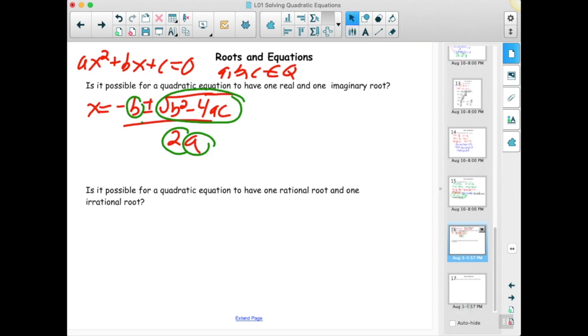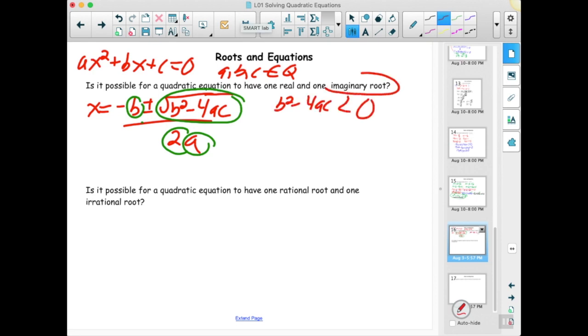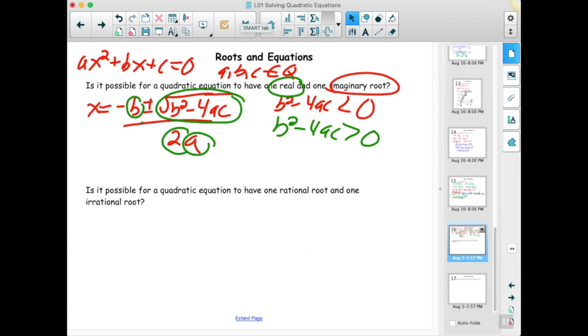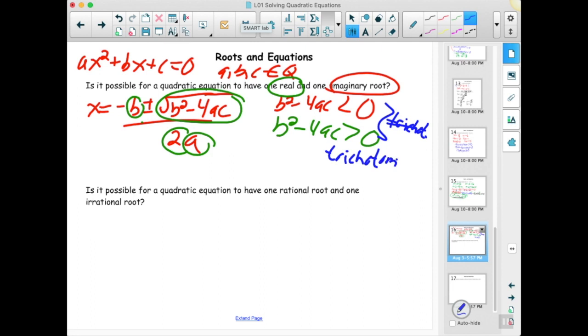Now, if b squared minus 4ac is less than 0, we get this. What we wanted was an imaginary root. But in order to get a real root, then we need b squared minus 4ac to be greater than 0. And earlier you looked at properties of numbers called trichotomy. I'm going to write it over here. Which says if you're going to compare two quantities, and we are comparing this to 0, only one of these can be true. They cannot be both simultaneously true. So the property of trichotomy is going to guarantee that you can't have one real and one imaginary root.